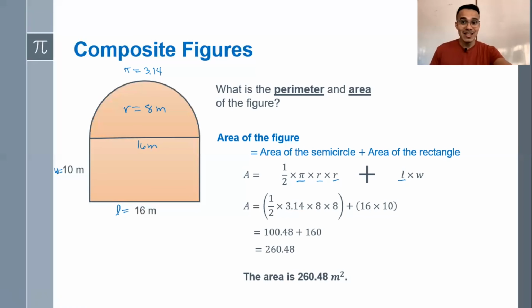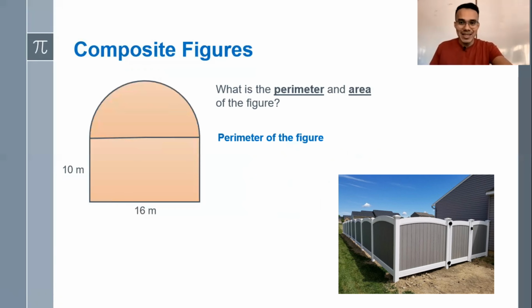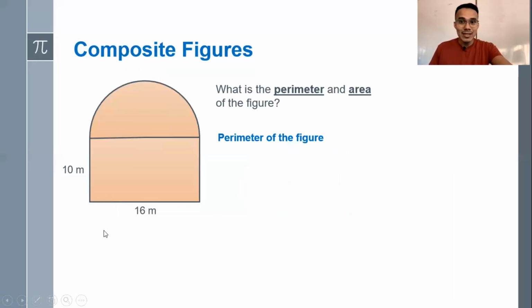Did you get that? Now let's move on to finding the perimeter of the figure. When we talk about perimeter, just think of a fence. Fence. How are you going to fence this figure? If you're going to fence this figure, we're just going to have this one, and this one. You're not going to include this. So this is going to be the perimeter of the figure.